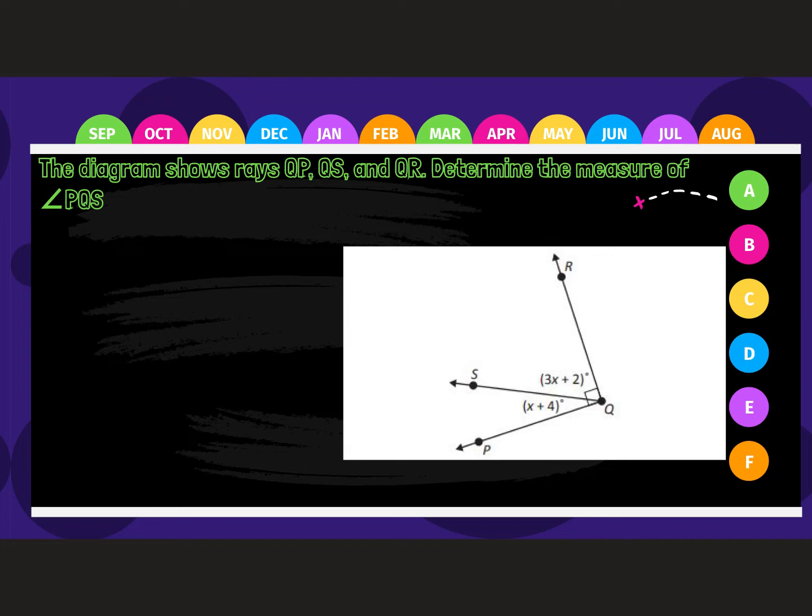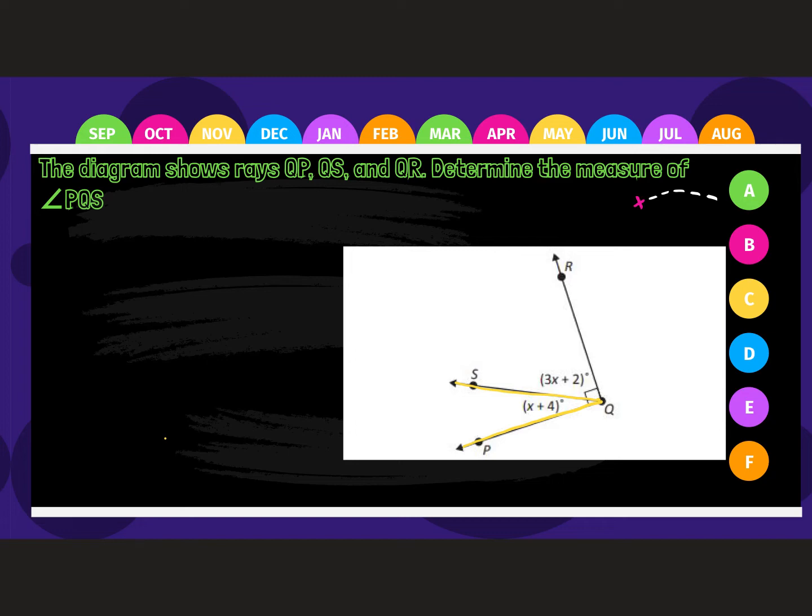It says the diagram shows rays QP, QS, and QR. Determine the measure of PQS. So the overall thing that we are looking for at the end, that's why I say we're taking it a step further in this lesson, is we want to determine the measure of PQS. But before determining that measure, let's first look at the angle relationship.